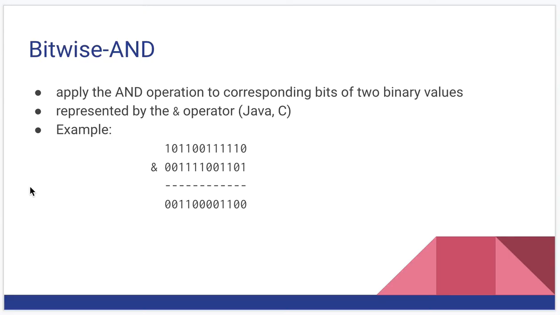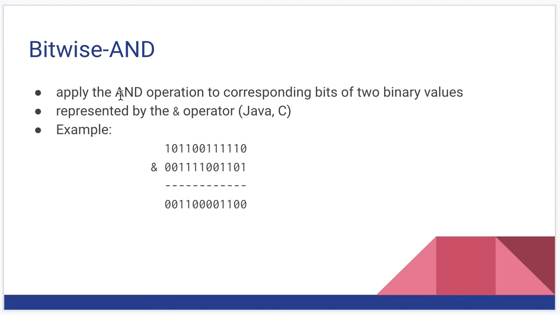So we talked about AND, OR, and NOT as they apply to binary ones and zeros, and we did this in the previous video. We can actually apply AND, OR, NOT, XOR, and some of our other operations to individual bits of a long binary string. So we call those the bitwise operations. So this is the bitwise AND.